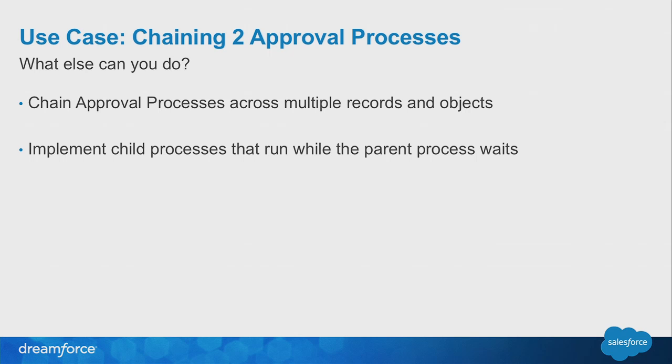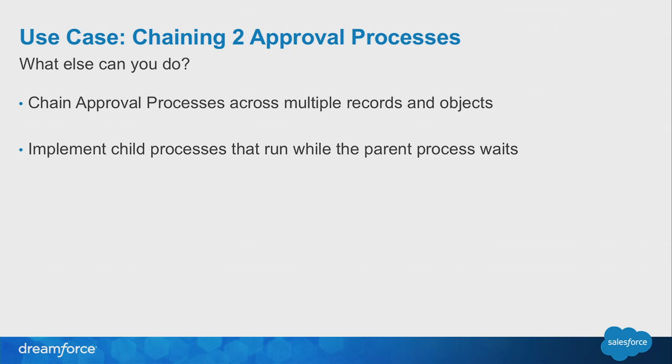Another thing that you can do is implement a child approval process that runs while the parent process waits. So if you have a very complex flow with subflows and it makes sense to you to segment them like that, you absolutely can. And you can use the Apex code to do the coordination back and forth between the processes.